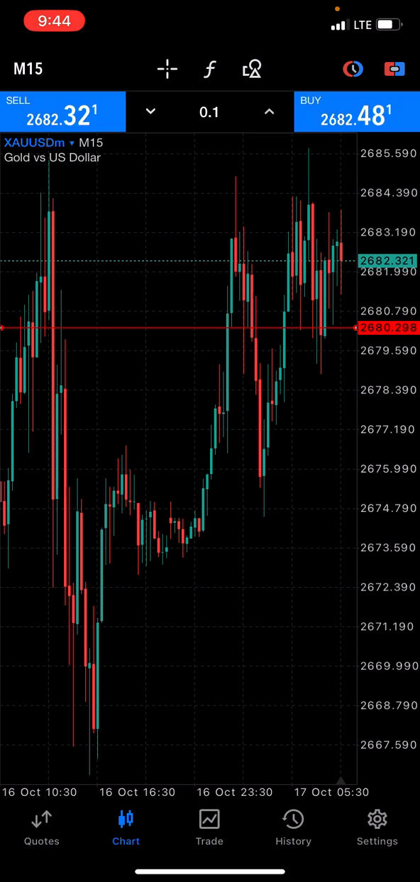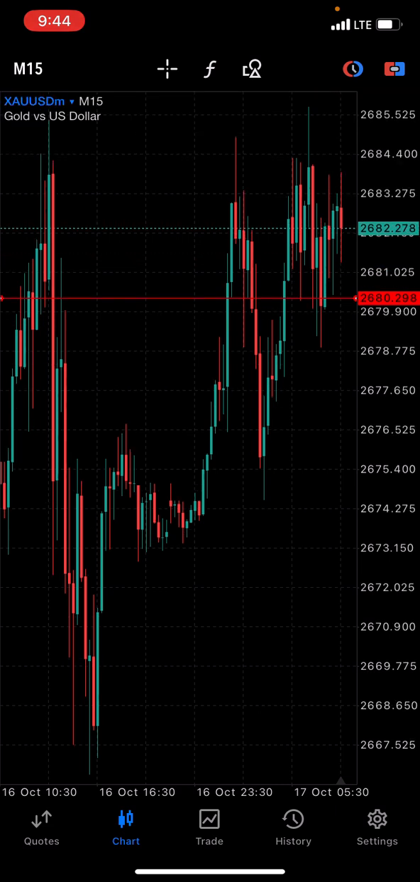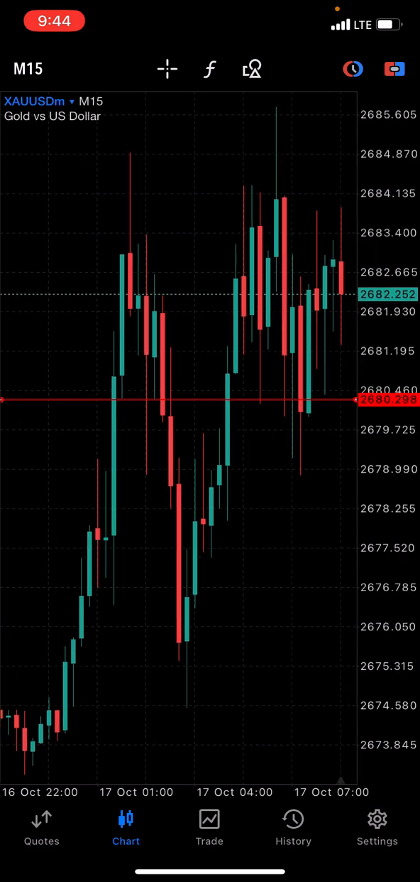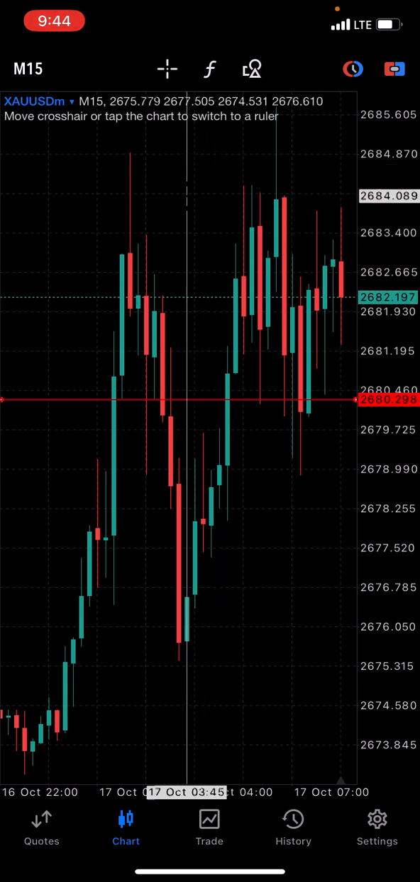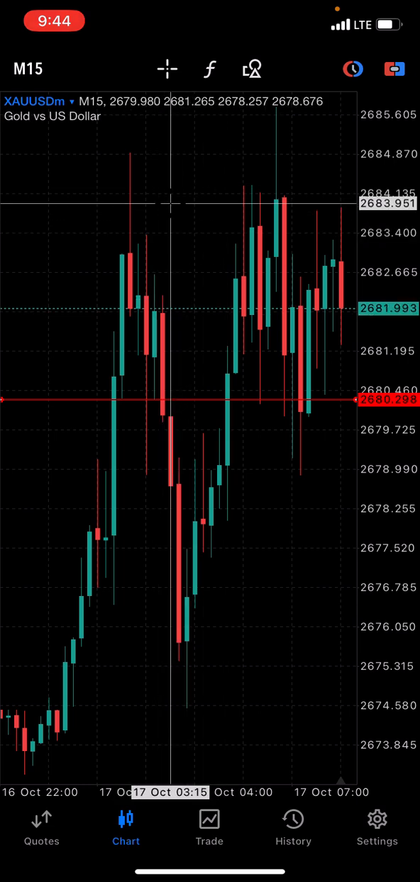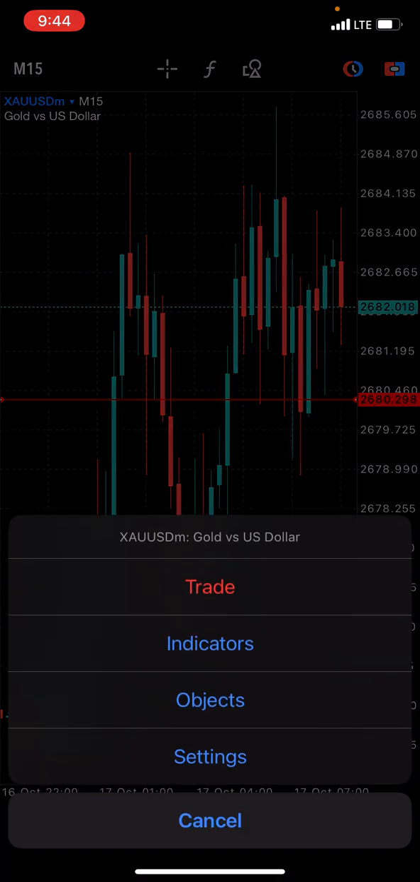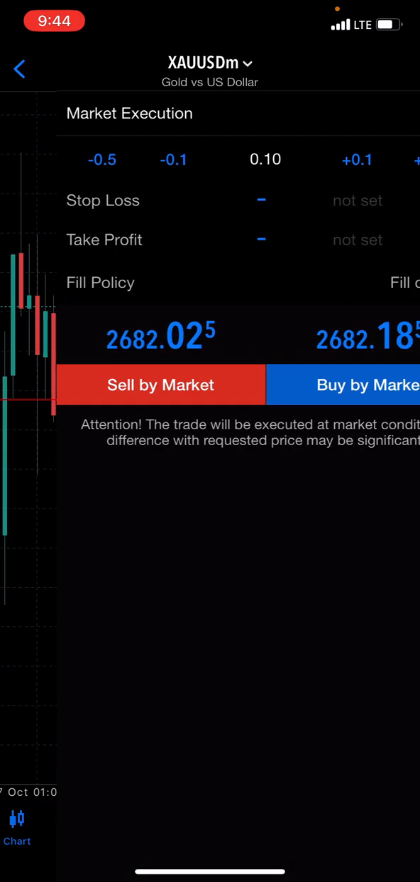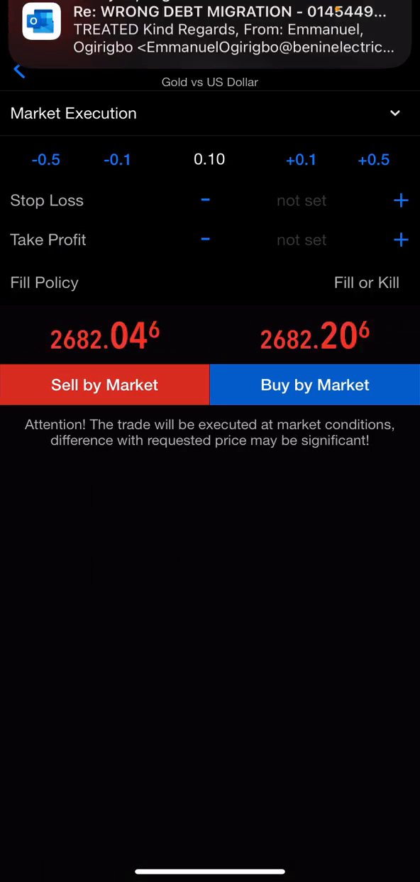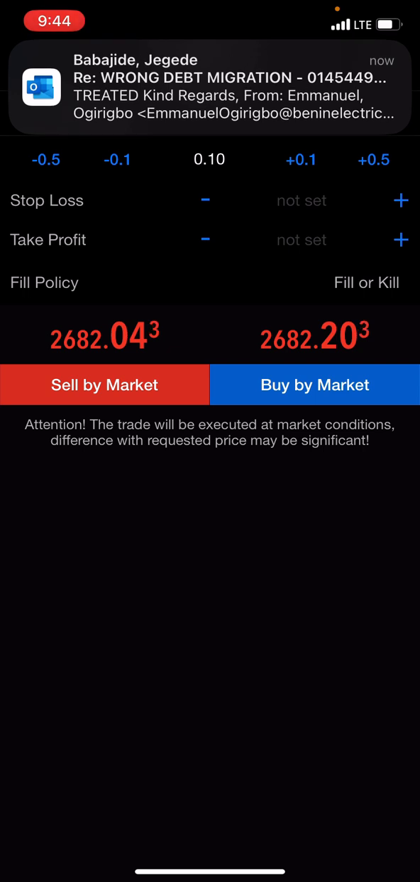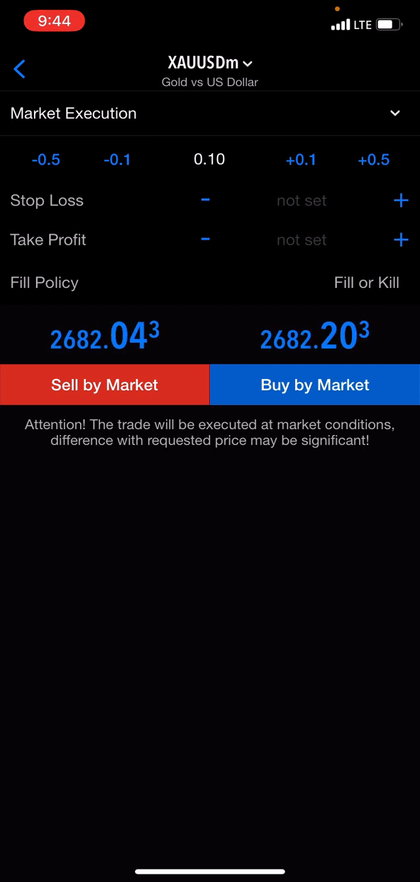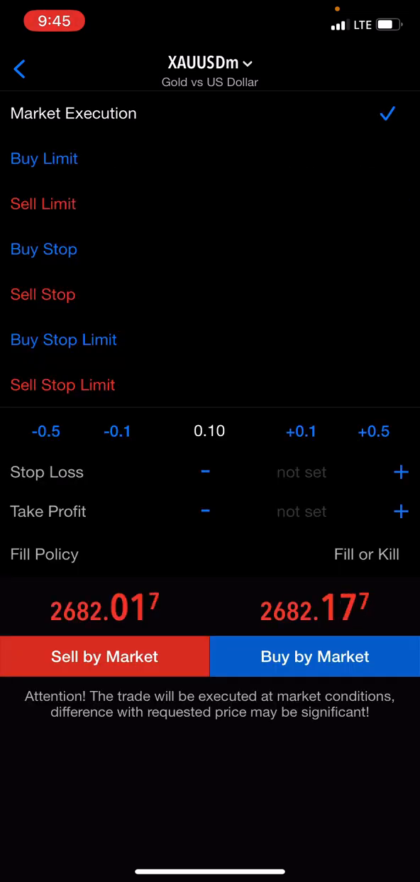This is the gold chart, XAUUSD. Currently we have the market price still ranging. If I want to use my sell limit, my order must be above this current price. So how do I do that? I just click on this chart, then we have the trade indicator, just click on trade. Market execution is used when you want to place a trade instantly. So what you do is click on market execution and select sell limit.